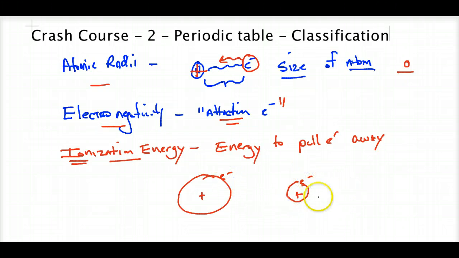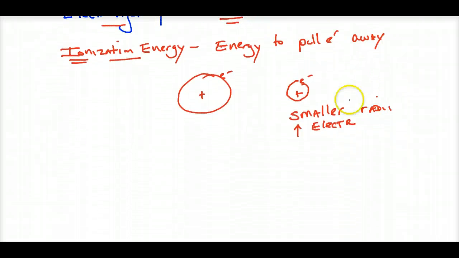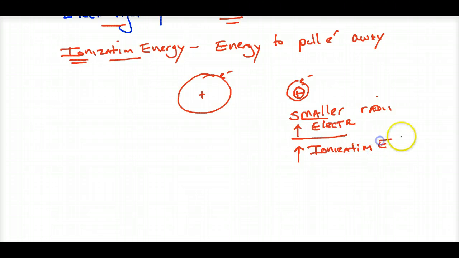Well, it makes sense that the smaller radii are going to have a high electronegativity or attraction because they're pulling that electron in, because they have a nucleus that really can pull and has a really high ability to attract these electrons. So electronegativity is high. Now, if you're attracting your electrons really strongly, it makes sense it takes a lot of energy to pull electrons away, so your ionization energy is also high.